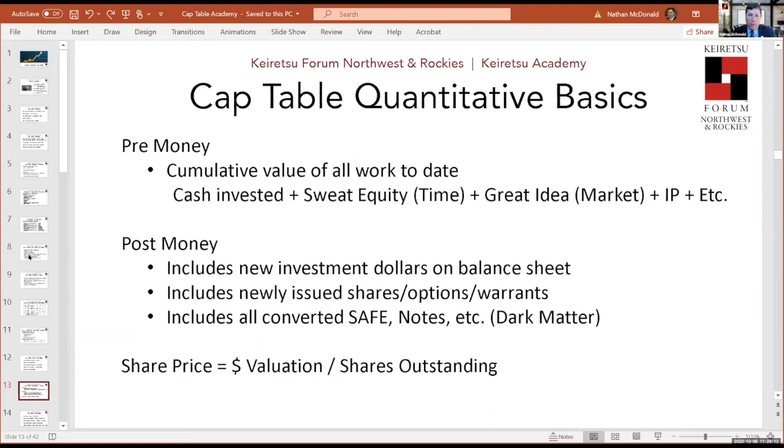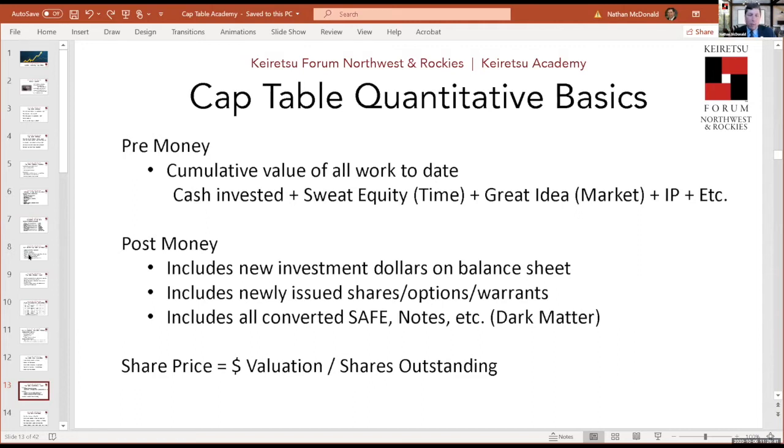So of course the pre-money needs to add up all the collective value, the asset value of the company to date. So any cash that's been put in, any sweat equity, make sure that that's documented and that it's contributed in the proper way. Any intellectual property that's been brought in. Obviously, hopefully you got a great idea for a good market and a good product. It's the sum value of all that. So that's going to equal a number. And that's going to be divided by the number of shares. And that's going to give us a share price.